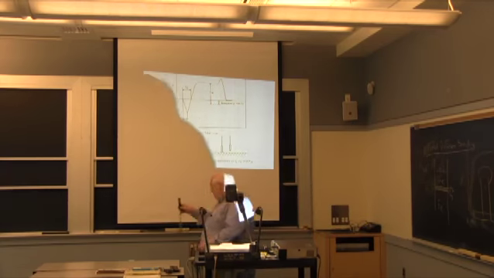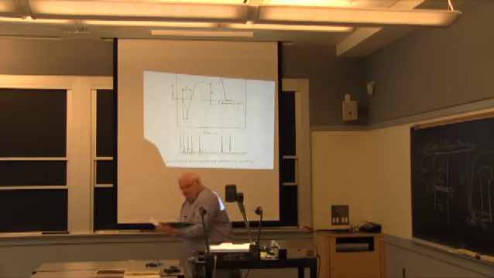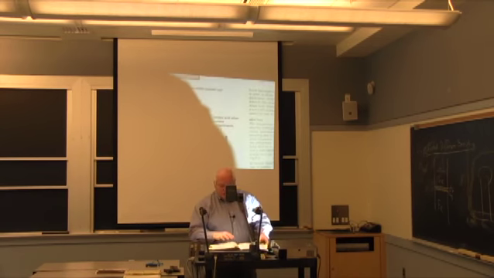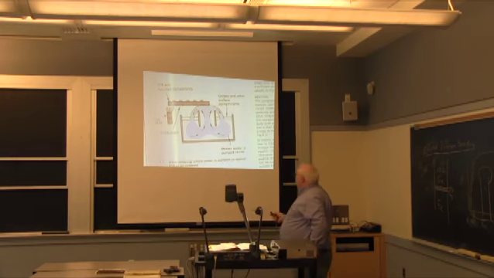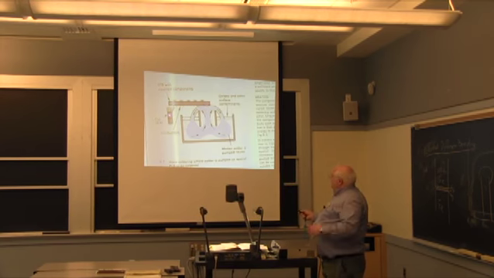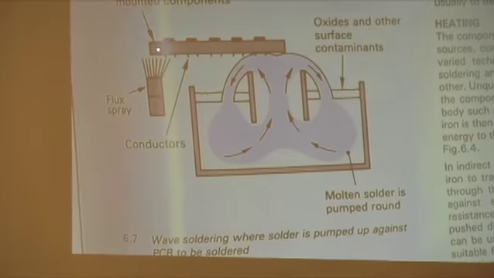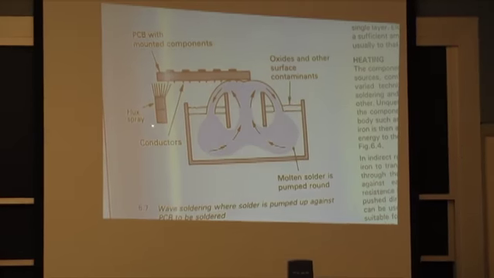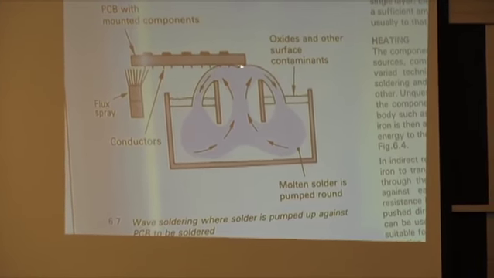And wave soldering, I just happen to have a picture of wave soldering. Wave soldering is the way most circuit boards are joined or soldered today. You basically have a circuit board with the components on it. This sort of old thing. They either put a foam flux on the surface, or they spray a liquid flux on the surface, or it could be a gaseous flux in the system to do the cleaning.